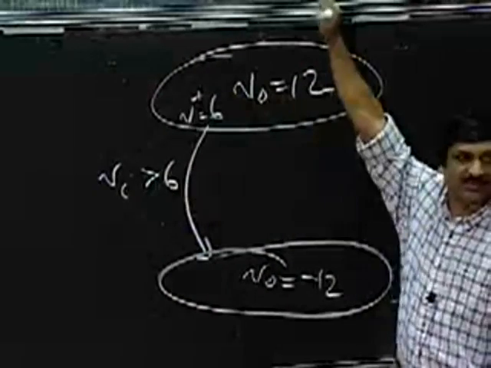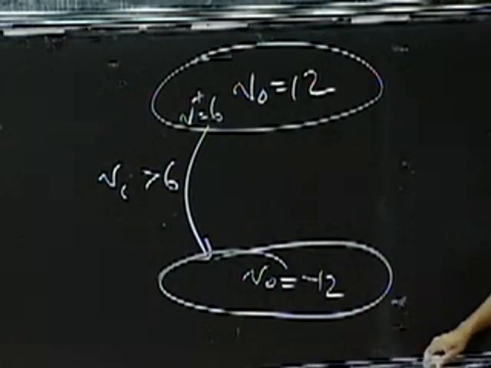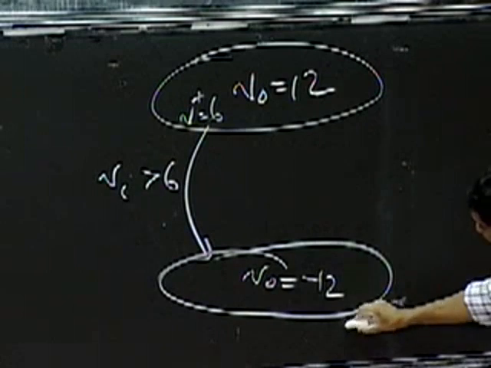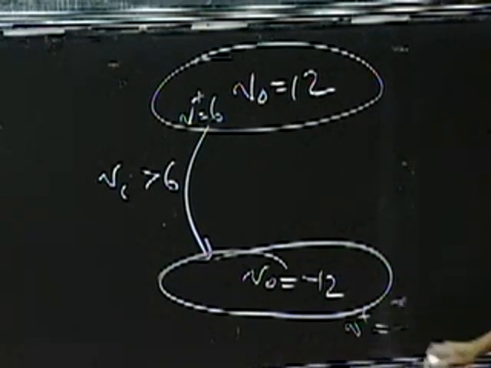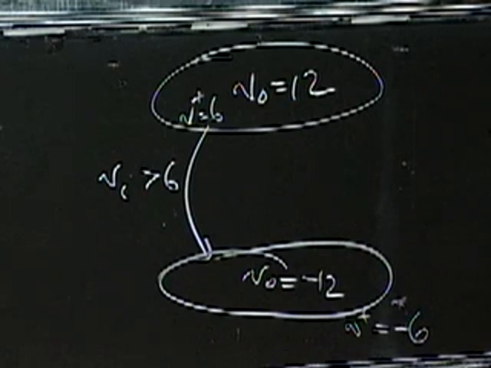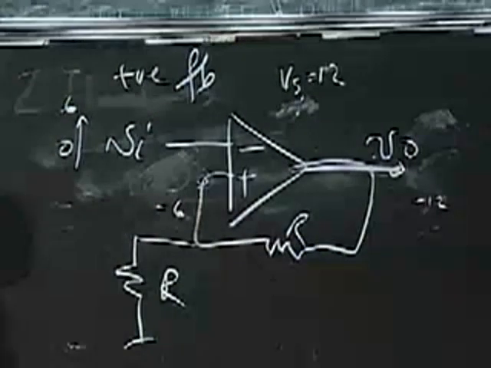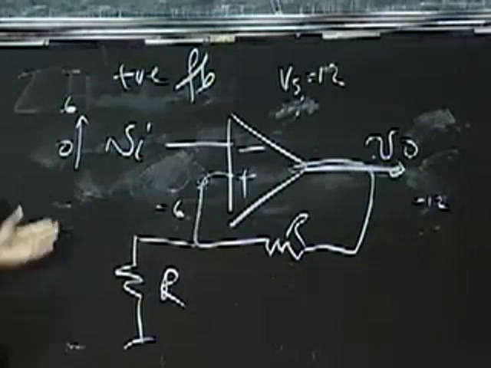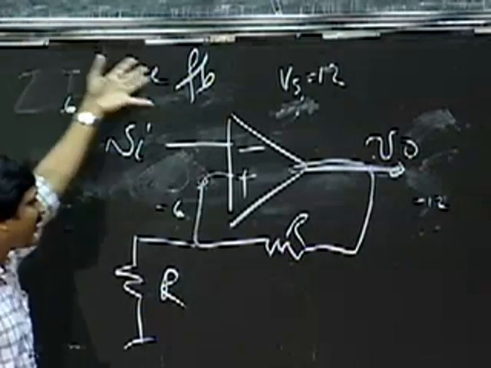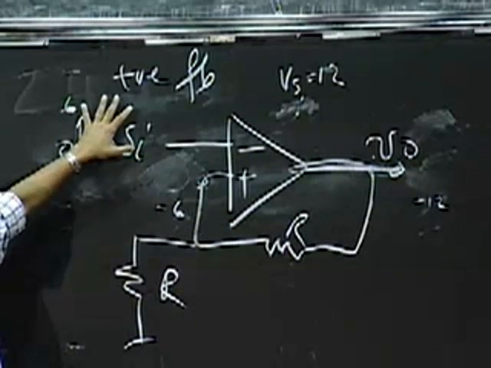So when V in goes above 6, V naught gets to minus 12 volts. And what does V plus go to? In this state, V plus goes to half of minus 12, which is minus 6 volts. So now this guy is sitting at minus 6 and this guy is sitting at minus 12. So if V in keeps rising, nothing happens. The output will stay at minus 12. So I'm pretty safe.